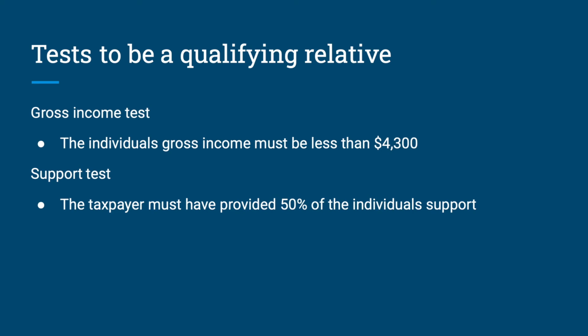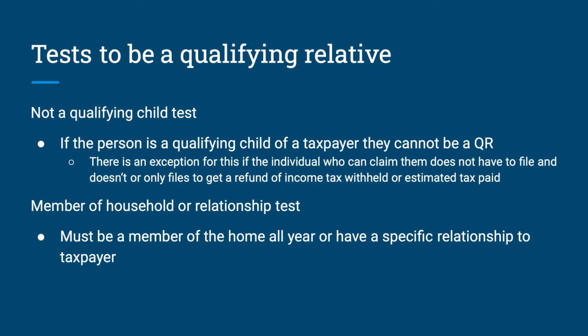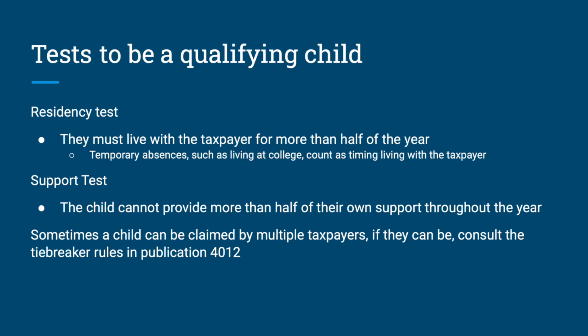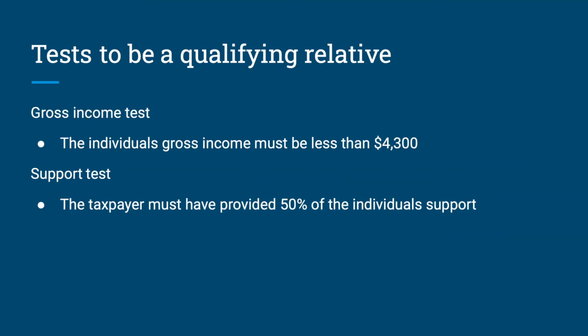Notice here, though, that this support test is slightly different from the support test for being a qualifying child. Under this one, the taxpayer who is claiming them as a dependent has to provide at least 50% of the individual's support. If we go back to the test of being a qualifying child, it says that the child cannot provide more than half of their own support throughout the year. It does not say that the taxpayer trying to claim them has to be the one who provided over half of their support. So that's a little wrinkle to pay attention to.